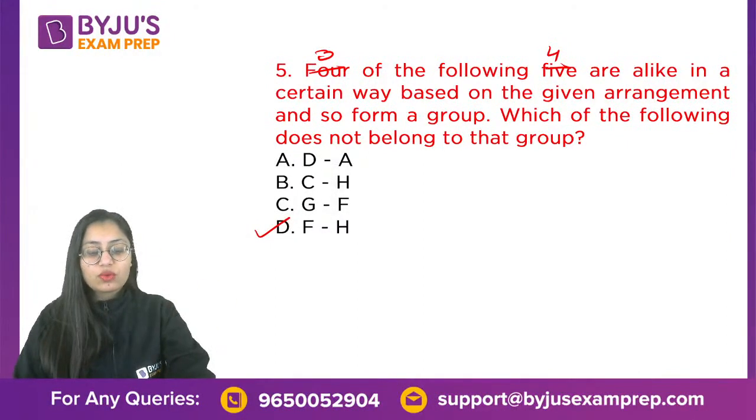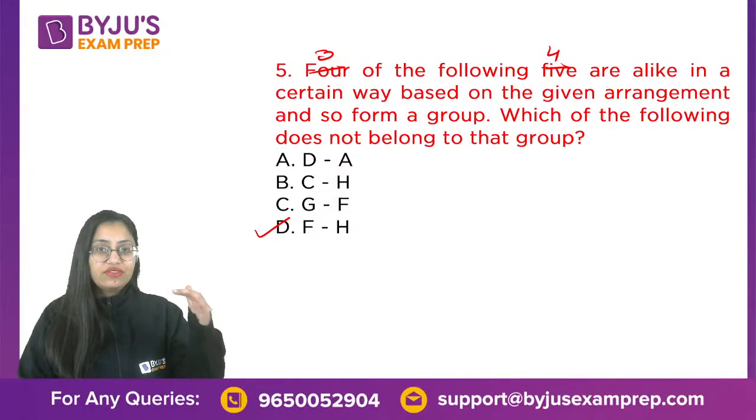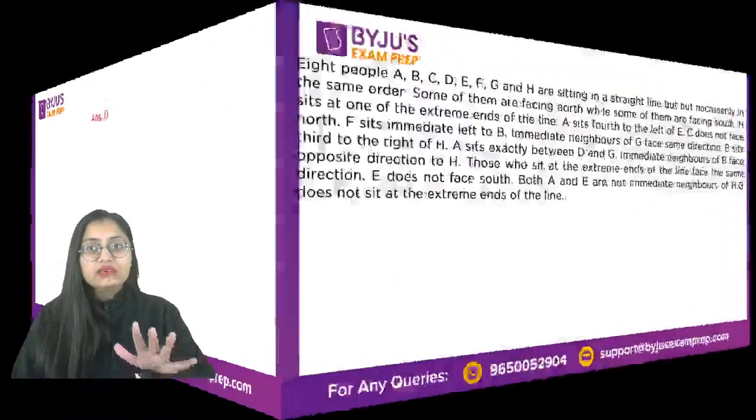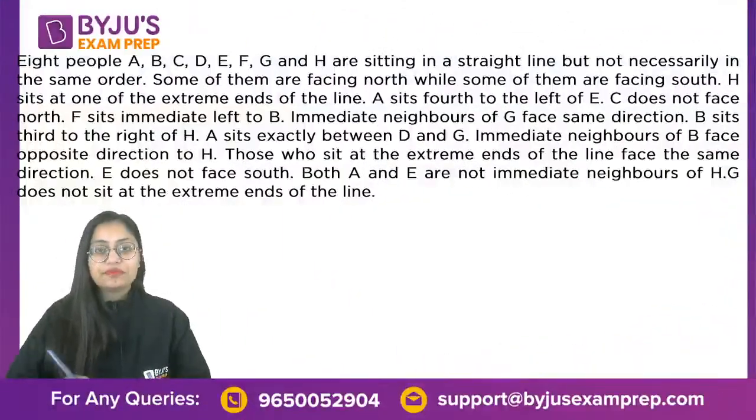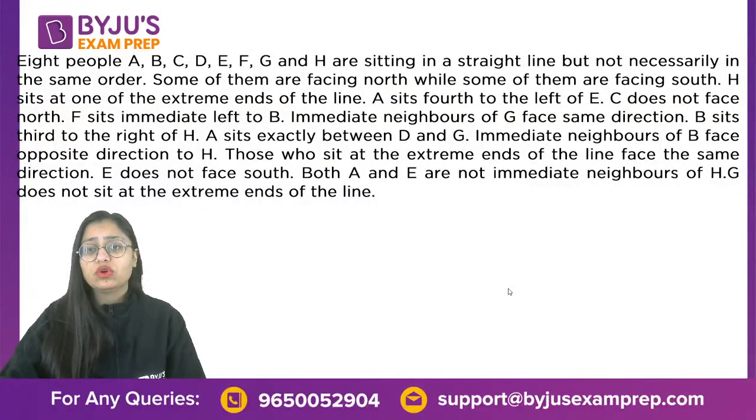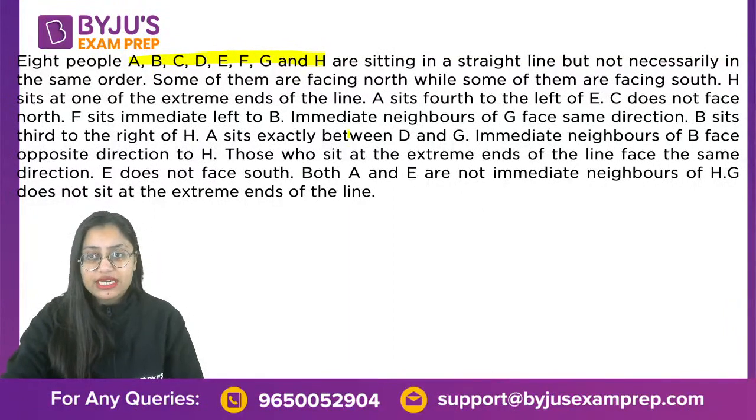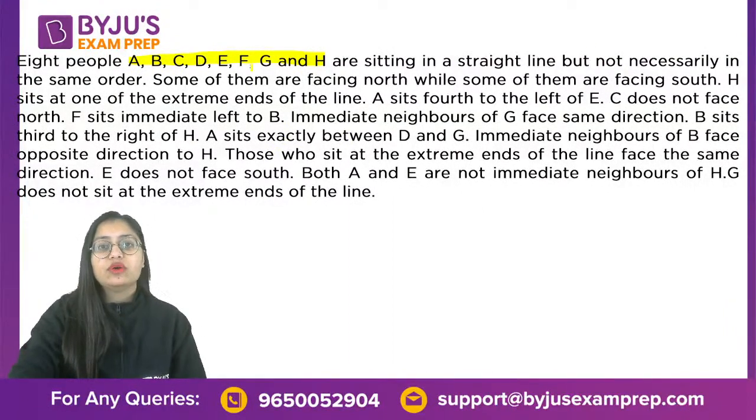So let us check what was happening over here. I'm sure if you were able to give at least one answer, that means you tried to solve the question fully. So let us take a look at what was happening. One thing that I initially explained to you was that one thing was different over here. It was these eight people, A, B, C, D, E, F, G, H, who were sitting in a straight line, not necessarily in the same order. Some of them were facing north and some of them were facing south.